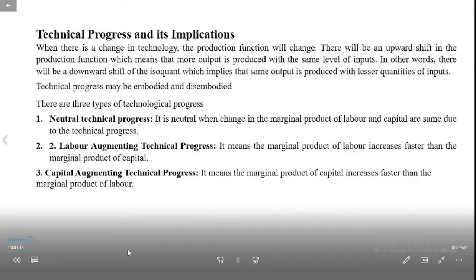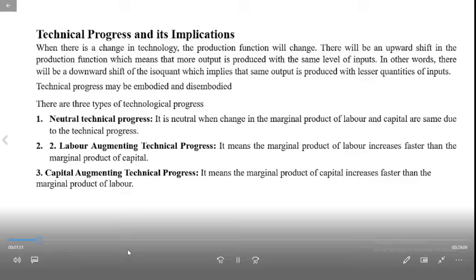See, when there is a change in technology, actually what happens? The production function also changes. That means there will be an upward shift in the production function, which means that we can produce more output with the same level of inputs. So when there is a technological improvement, there will be an upward shift in the production function. That means with the same level of inputs, we can produce more output.